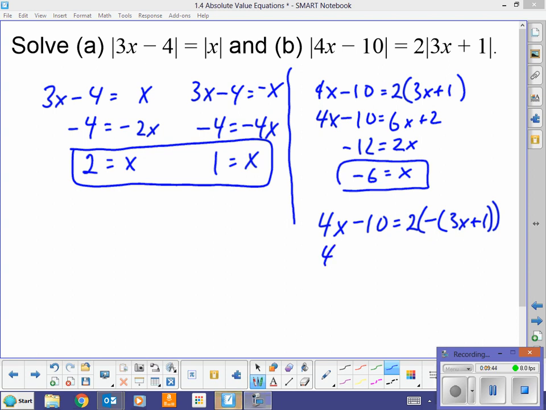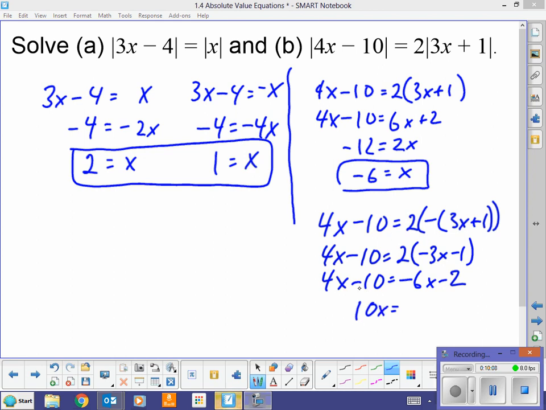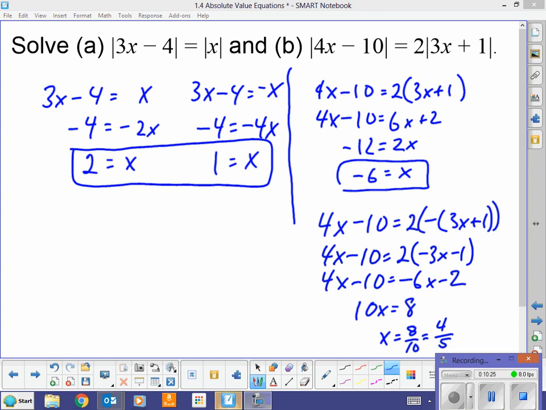And then over here, 4x minus 10 equals 2 times negative 3x minus 1. 4x minus 10 equals negative 6x minus 2. Okay, so now I can go ahead and do what? Let's add 6x to both sides, making this 10x on this side. Let's add 10 to both sides, making this 10 minus 2 is 8. So x will equal 8 divided by 10, which is 4/5. And that's it. Those are my two solutions.